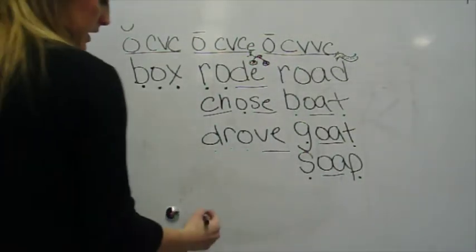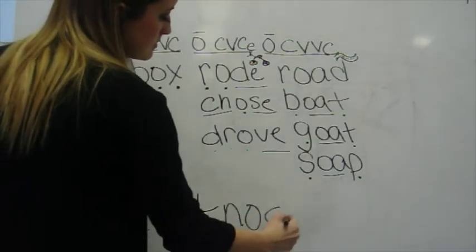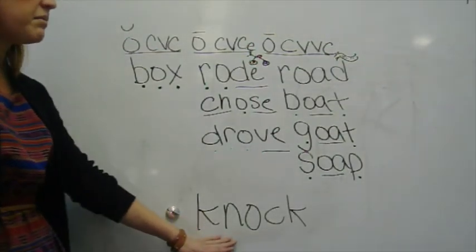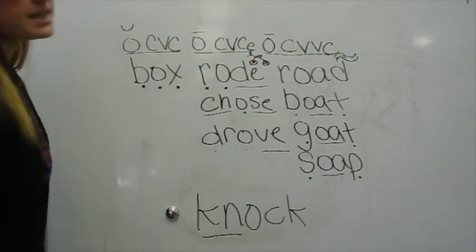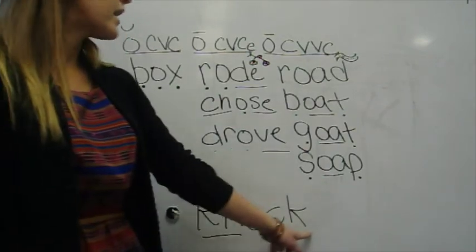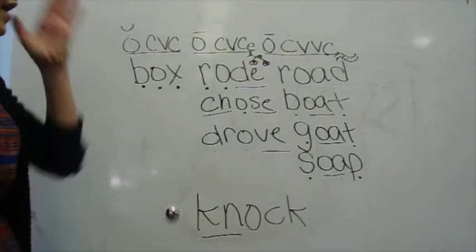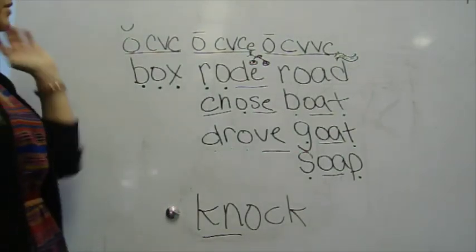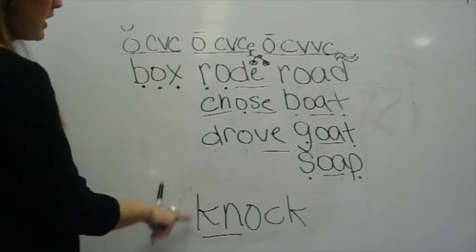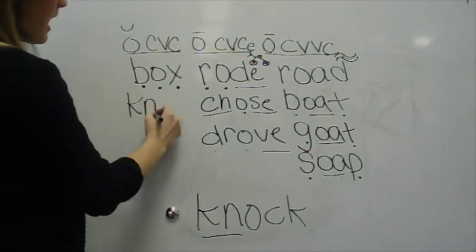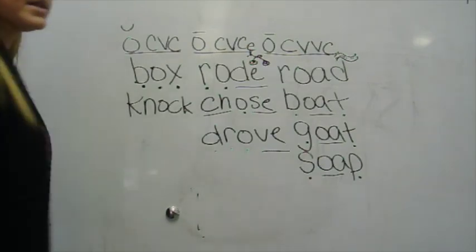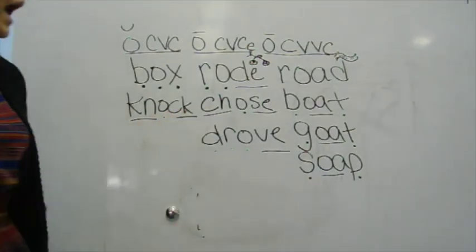Okay, and we have one more word for this week. This word is the word knock. Now be careful with the word knock because it has two letters in the beginning making one sound. These two letters together say n. Let's say the sounds for knock. Knock. What vowel pattern does knock follow? Right you are. Knock goes under column 1. It's saying that short vowel sound. Let's say and write knock under column 1. Knock. And dot and dash those sounds. Knock.